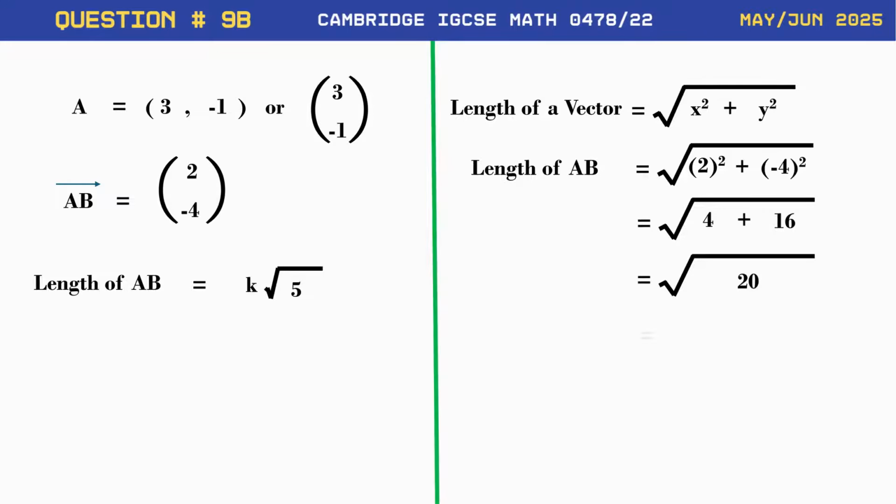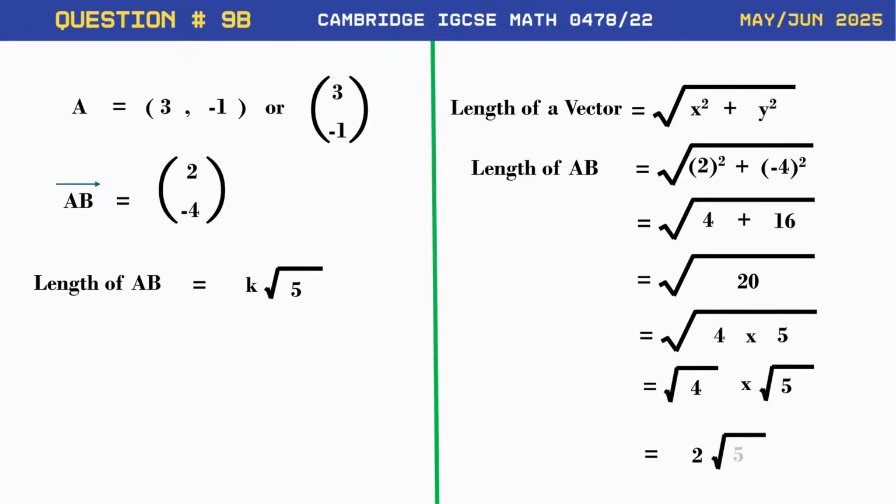Now 20 can also be written as 4 multiplied by 5, so we can write it as the square root of 4 multiplied by 5, which is equivalent to the square root of 4 multiplied by the square root of 5. As the square root of 4 is 2, we can write it as 2√5.